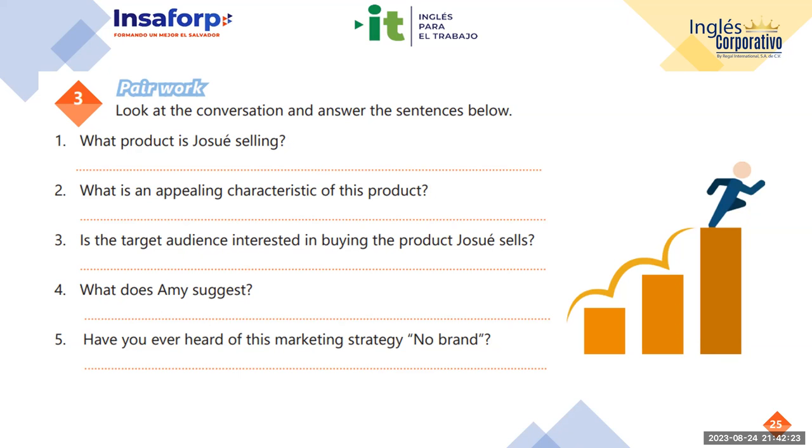And what is the target audience interested in buying the product Josue sells? I think the people that go to shop at the supermarket, I guess. Yes. Any other idea? Maybe people who shop in the supermarket, specifically parents, or people with newborn babies. Very good. Now let's continue.